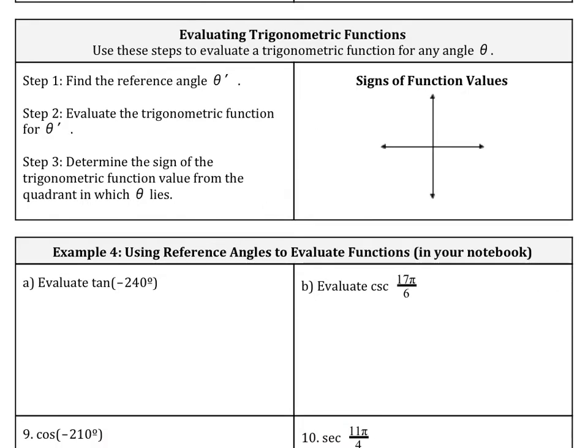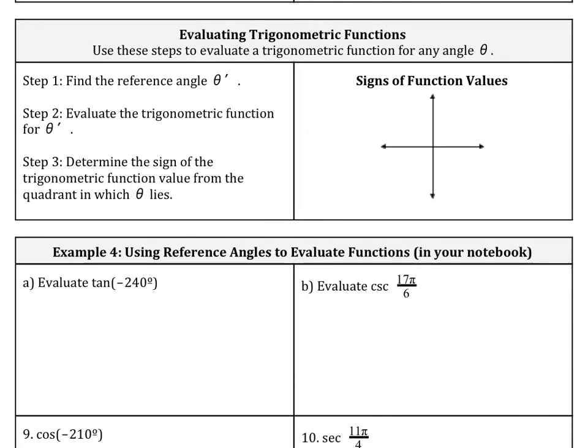Now that we've talked about reference angles, we're going to take a look at evaluating trigonometric functions for any angle theta. The steps to do that: step 1 is to find the reference angle theta prime. Step 2, you're going to evaluate the trigonometric function for theta prime. And step 3, you're going to determine the sign of the trig function value from the quadrant, depending on where theta lies. So first of all, let's talk about the signs of function values.